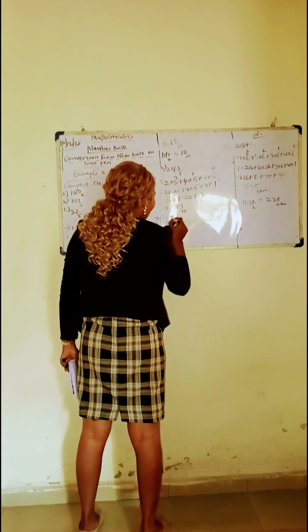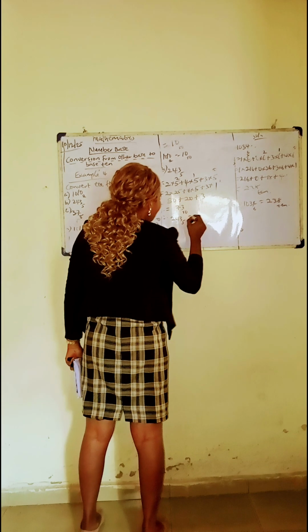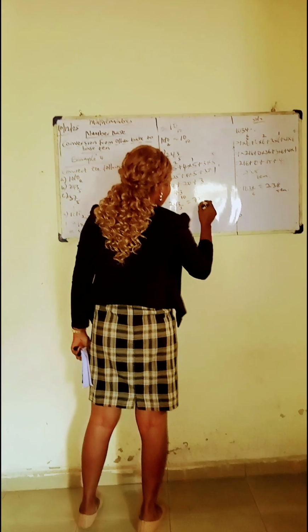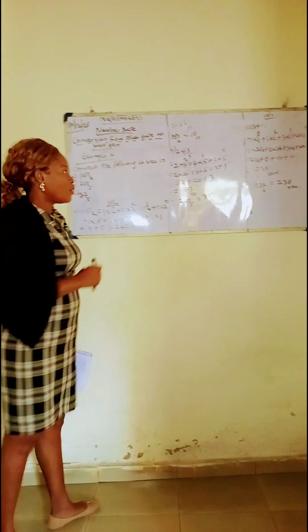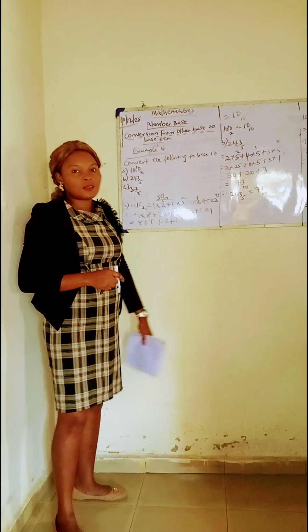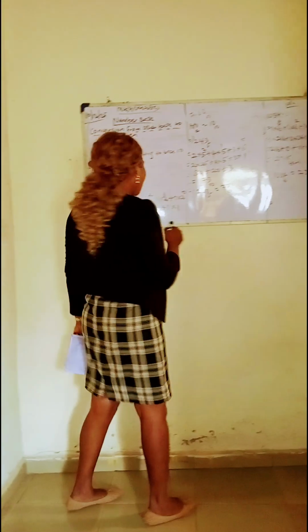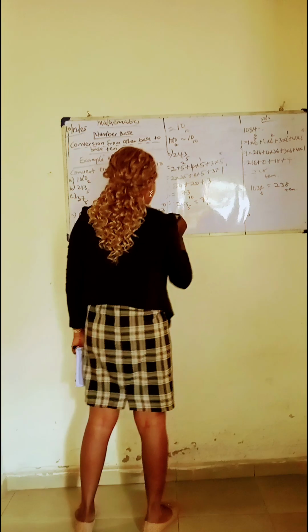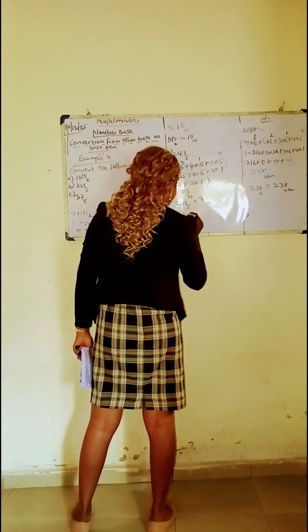So I'm going to say therefore 243 to base 5 is equal to 73 to base 10, because we are asked to convert each of them to base 10. So let's take the last number we have there, C. 37 to base 8.